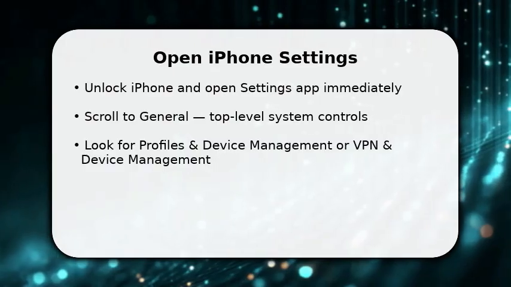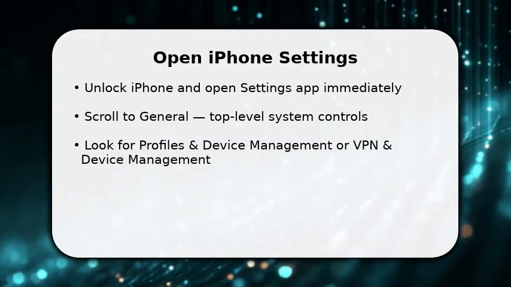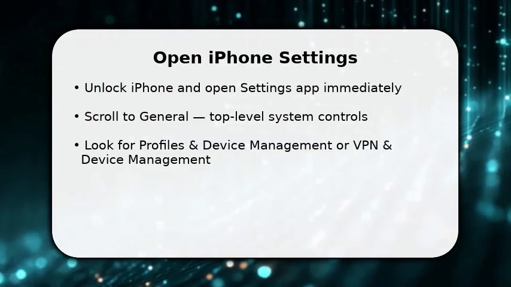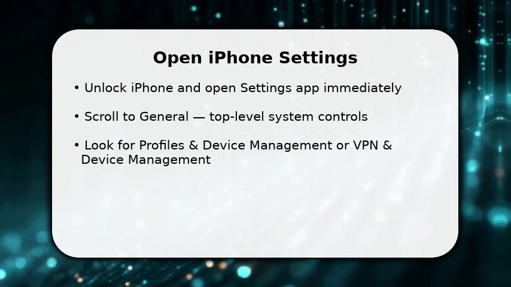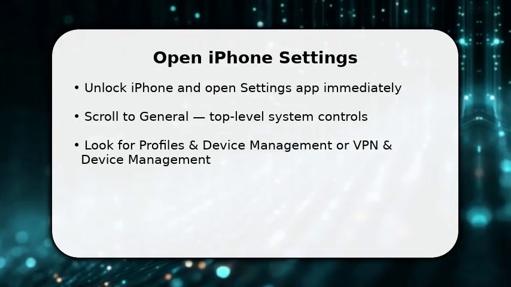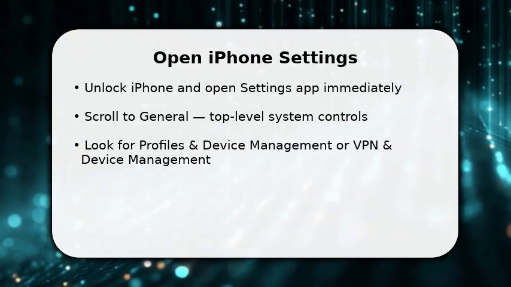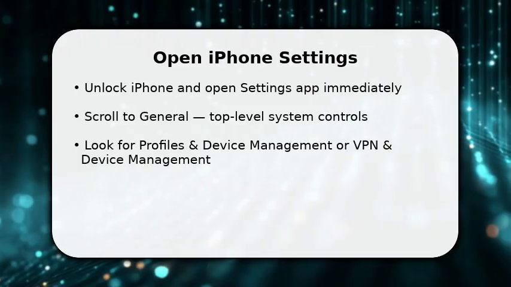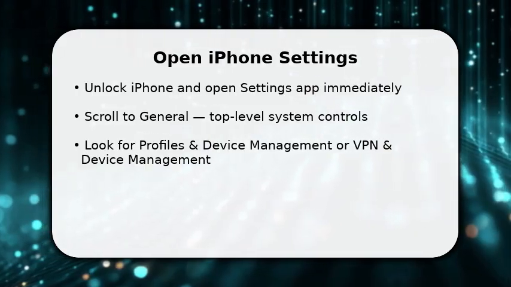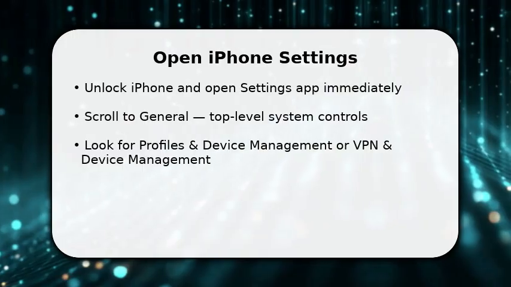You start by opening Settings and tapping General. This gives you access to device-level controls. Once in General, scroll deliberately to find Profiles and Device Management or VPN and Device Management. Apple moves this section only when a profile exists. If you don't see it, the phone likely has no configuration profiles installed.